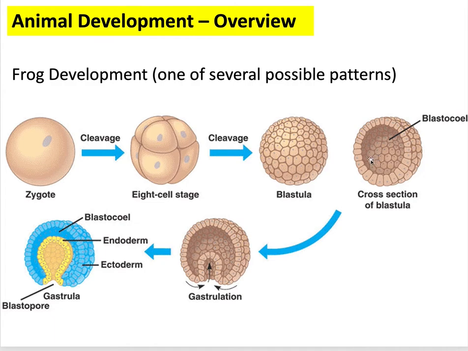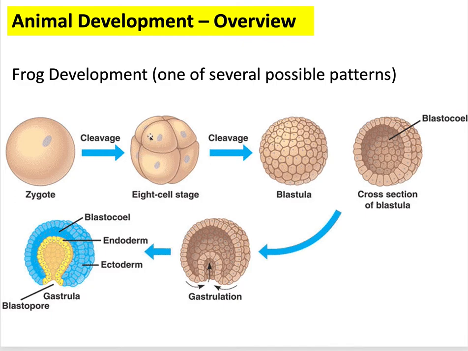I'm not interested in you remembering that. But I do want you to remember this. Like cleavage, the zygote starts, this is the cell, right? This is how large it is. Blastula is the same size. So there's no growth in the animal at this stage. There's just cells dividing and becoming smaller and smaller. That's the first step in development that I want you to remember.